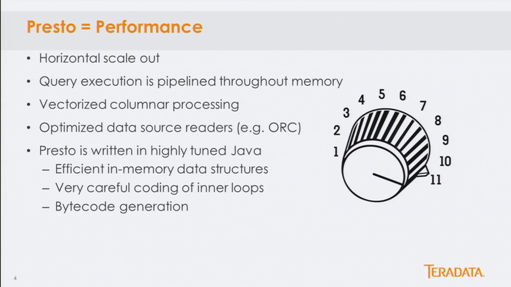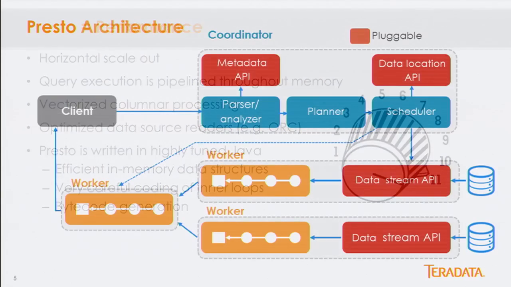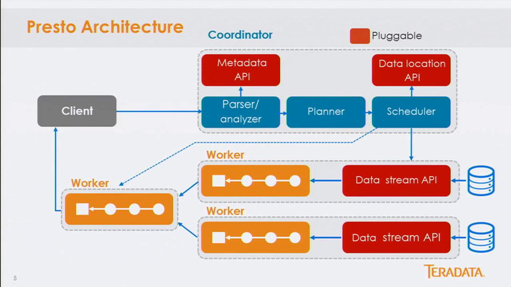Some of the things are obvious. It can horizontally scale out. We process in a columnar or vectorized manner. There are optimized readers, such as for ORC or Parquet data and so on. And it's also written in highly tuned Java. So we've been very careful about efficient in-memory data structures, very careful coding of inner loops where it matters, and even Java bytecode generation.